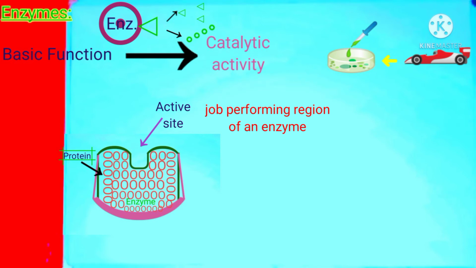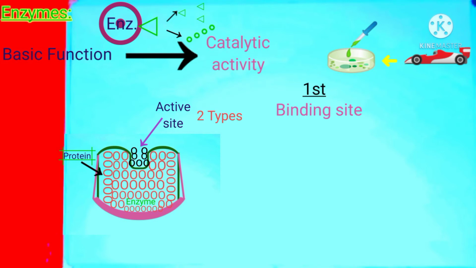At this active site, some charged amino acids are present. About these charged amino acids, it is said that they form our active site. The active site is itself of two types. The first one is named the binding site and the second is named the catalytic site.